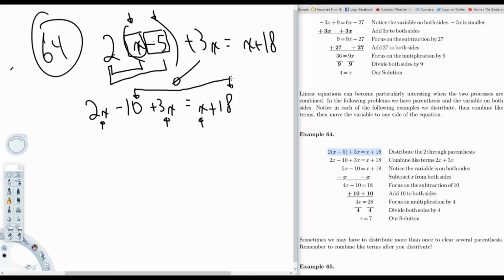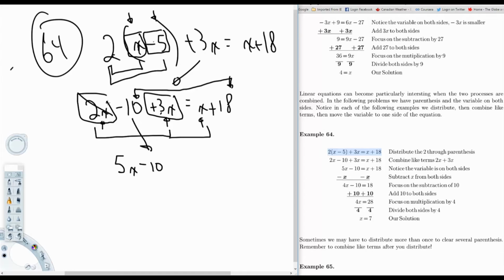These are the like terms. We have two sets of like terms, so we can add and subtract like terms. 2x plus 3x equals 5x. We have to bring this guy down, minus 10. You see how I did that? I did this plus this, and it turns into 5x. The minus 10, I just bring it down. There are no other like terms on the left-hand side.